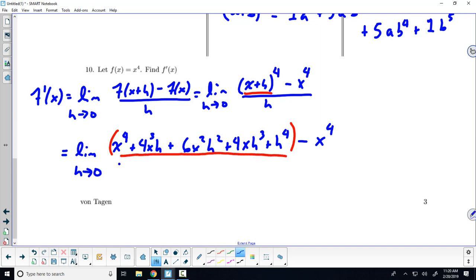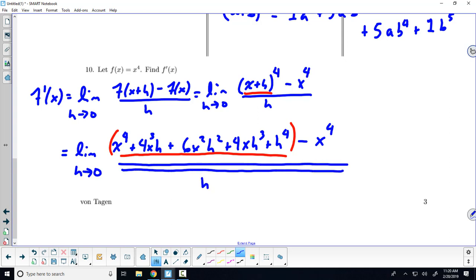Okay. All divided by h. Okay? I'll let you do the rest of the work. There are some steps to be filled in here. Notice that what happens to the non-h terms? They cancel out. Then I factor out an h. Then I can do direct substitution.